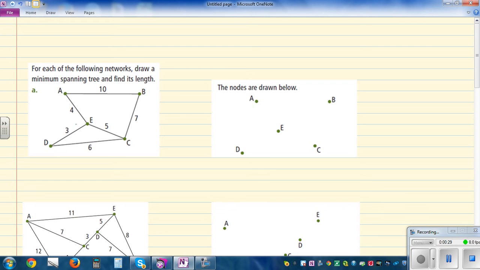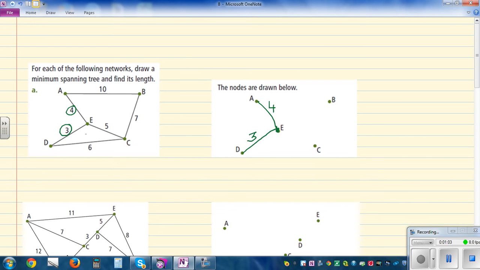So first look at the length between the nodes. Start with the lowest. So I'm going to connect D and E, because that is the smallest length. So D and E are connected. The next lowest is 4. So I'm going to connect A and E. It doesn't matter, you can connect in any order. Okay, so A, E, and D are connected.